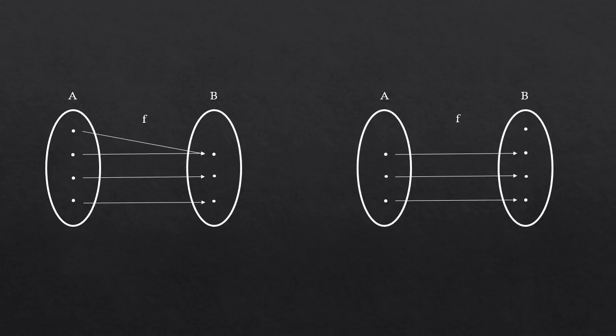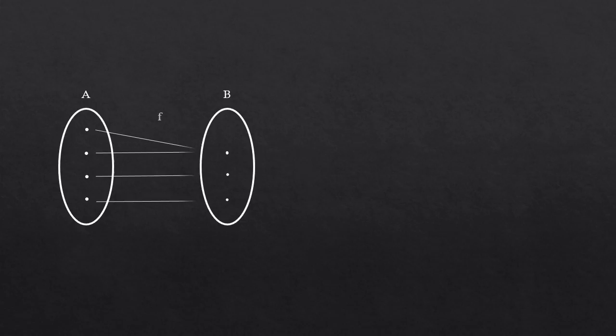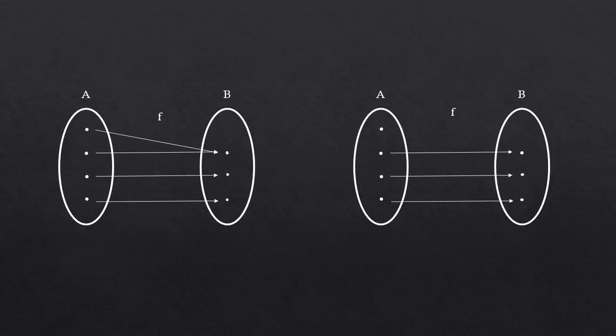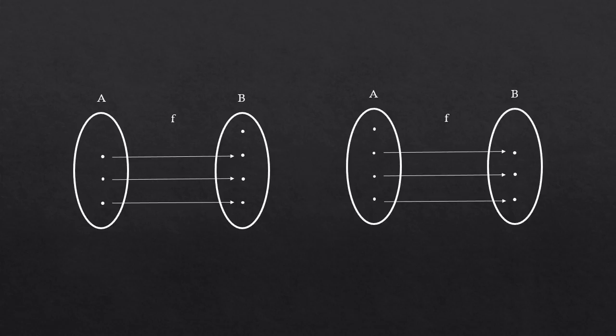We say a function is injective if it never maps two different elements of the domain to the same element of the codomain. So for example, the function on the left is not injective, but the function on the right is. We say a function is surjective if every element in the codomain is mapped to by the function. So for example again, the function on the left is not surjective, but the function on the right is. If a function is both injective and surjective, then we say it is bijective.